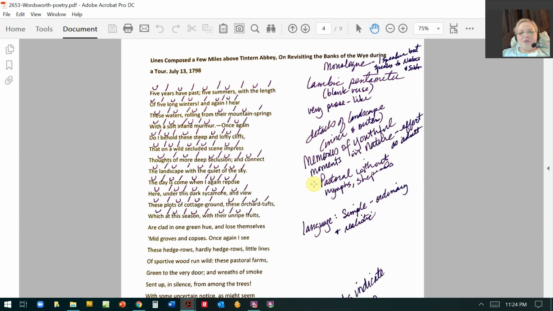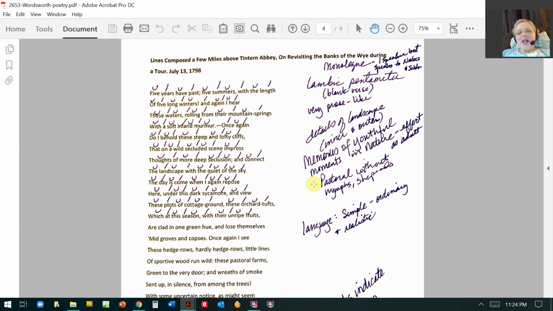So we have details of the landscape, both the inner landscape, himself, what's going on inside of him, but also lots of details about what he's seeing around him, right? And so part of this is about how memories of youthful moments in nature can affect us and influence us as adults. Ha, sound familiar?